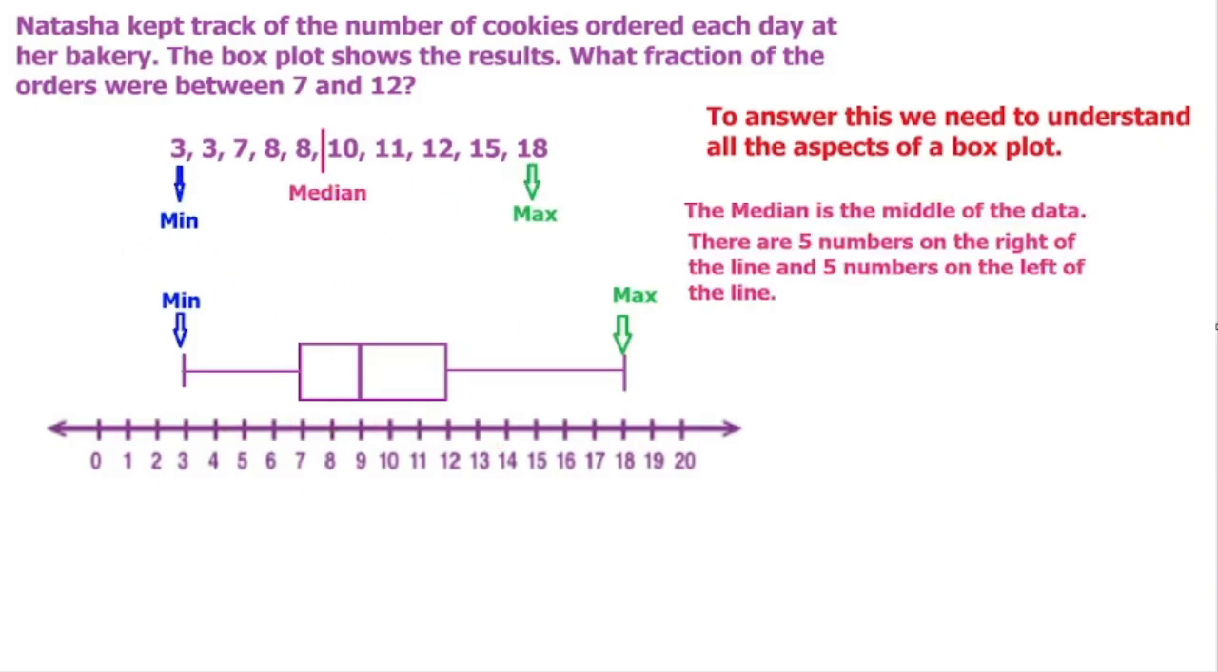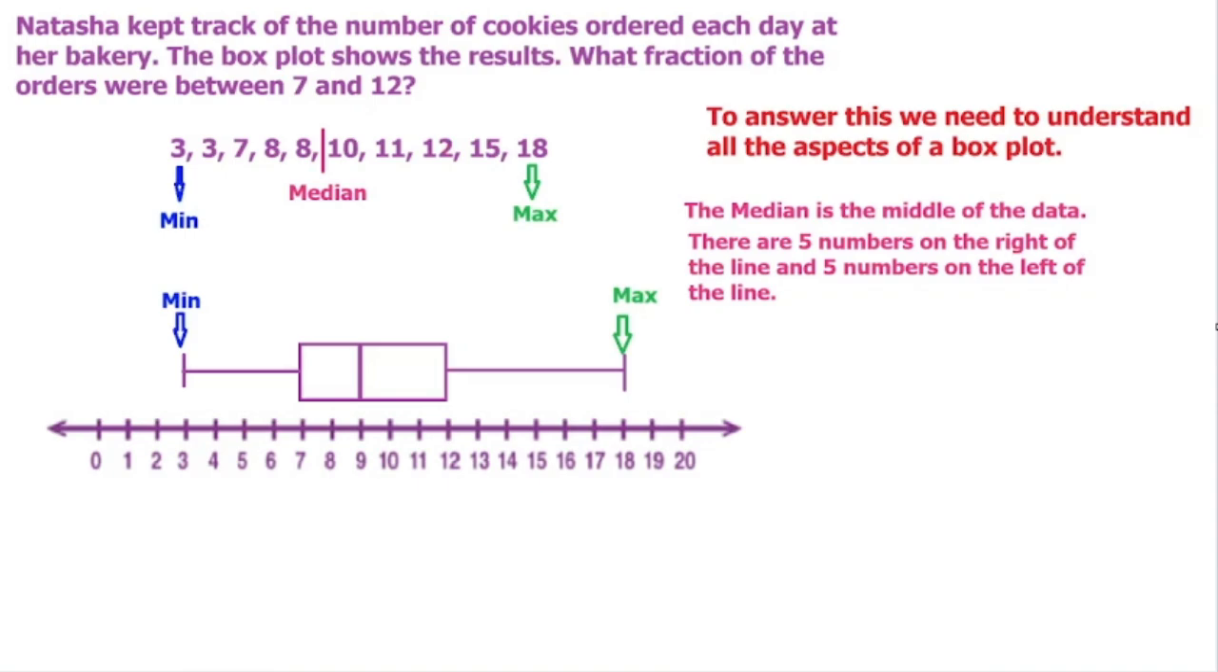So now let's talk about the median. We know the median means the middle, right? The median is the middle of the data. There are 5 numbers on the right of the line and 5 numbers on the left of the line, right? 1, 2, 3, 4, 5, 1, 2, 3, 4, 5. So this is the middle.